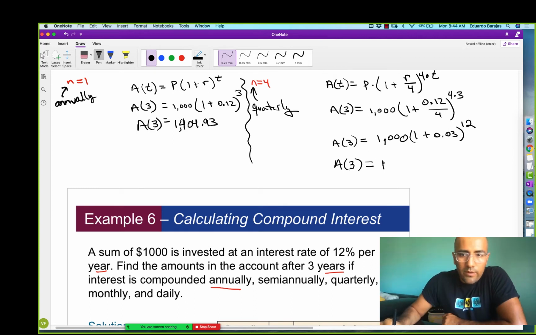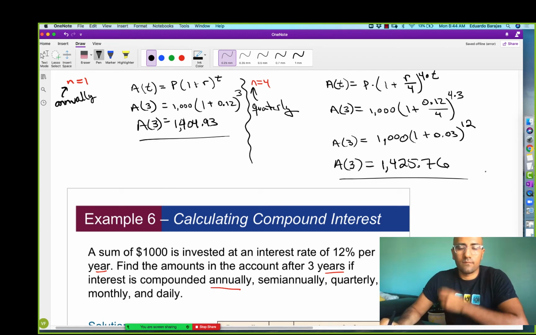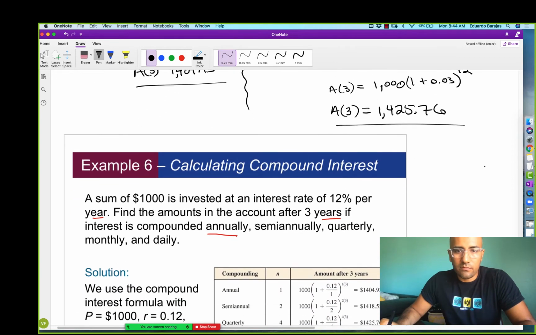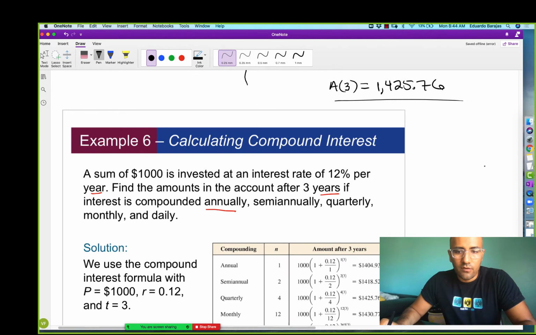We get $1,425.76. Any questions? No? Okay, let's just look at a table with all the other values. Let's make sure we match for ours.